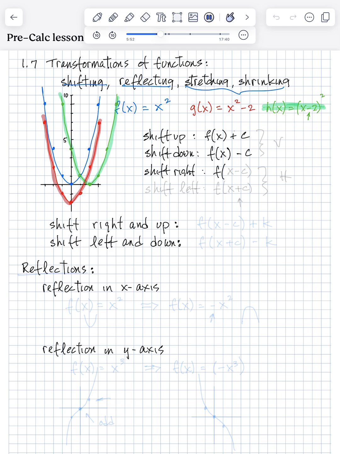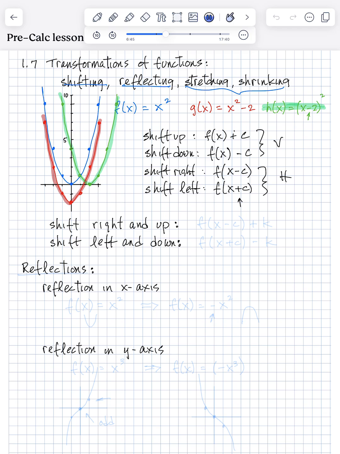If we wanted to shift right, this is f of x minus c in the parentheses. And shift left is f of x plus c in the parentheses. So when you're shifting vertically, it's the same as the sign. So plus is up, negative is down. Horizontal: negative is right, positive is left.